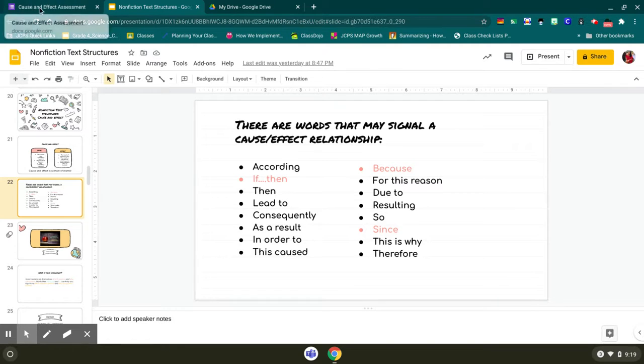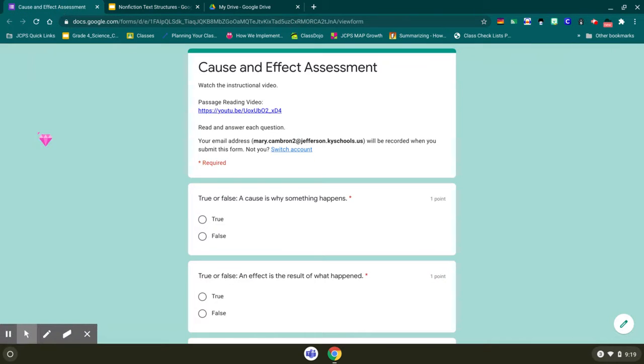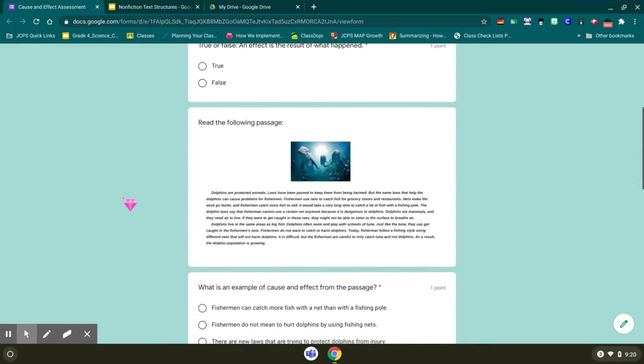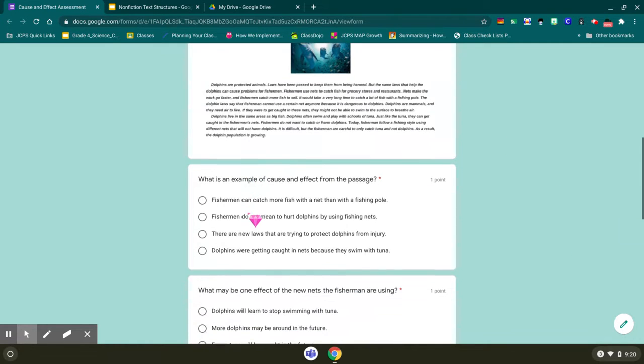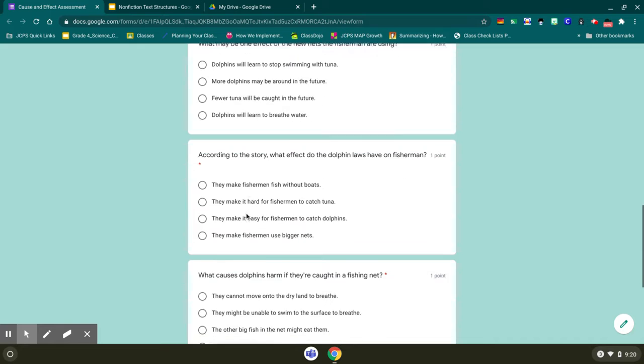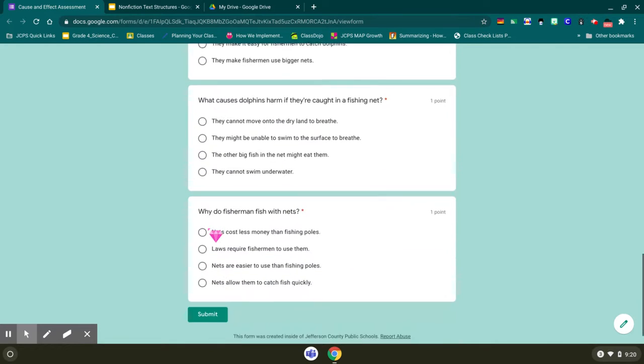So in your reading classroom today, you are looking for something called cause and effect assessment. And when you open it up, it will look like this. Your assessment today has 7 questions on it. The first 2 are just true and false questions about a cause and an effect. It does not have anything to do with a reading passage, just based on what you have learned this week. The last 5 are about this reading passage about dolphins and fishermen. So you are going to read this passage and answer each of the 5 questions to the best of your ability based on what you have read.